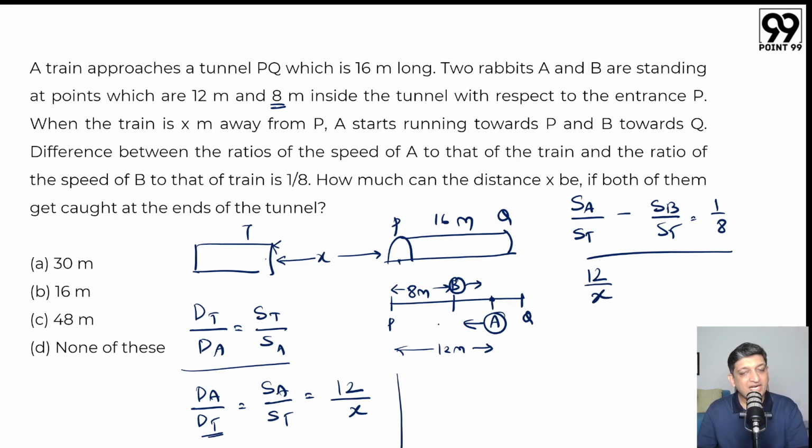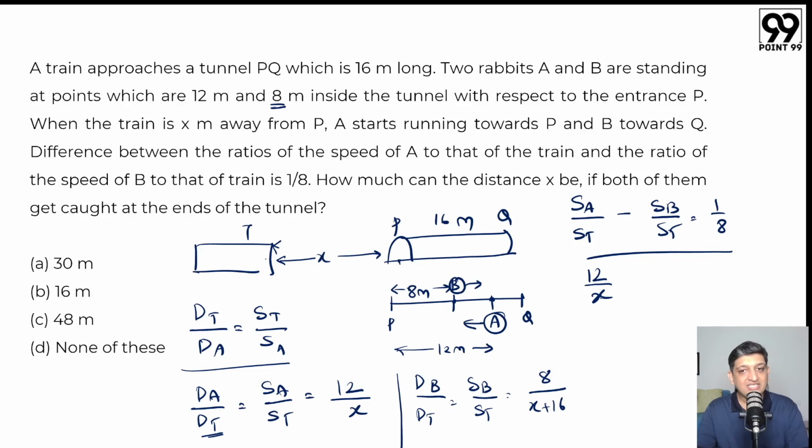What about the second part? Now we know that B is traveling from here to here, which means that B is traveling 8 meters. So again, we can say the same thing. Distance traveled by B upon distance traveled by the train is going to be nothing but speed of B upon speed of the train. So what is the distance covered by B? As we saw, it is 8 meters because B is going from this point till the point Q that is there. So 8 meters. What about the train? The train is covering X plus 16. So we will say that the train would have covered X plus 16 meters.